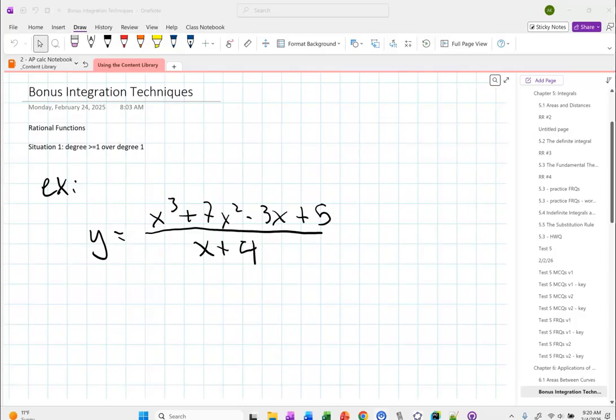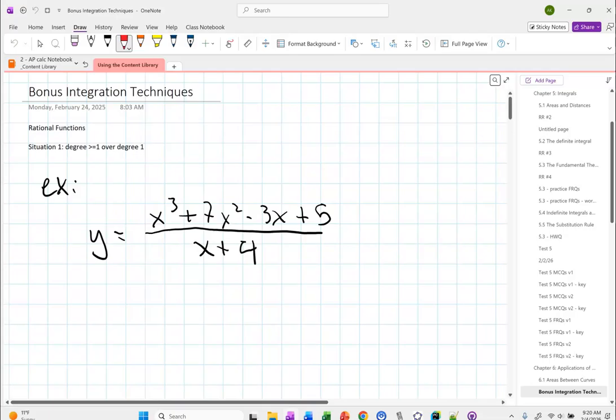And this would be stuff that would appear on an AP exam or on test 6. Okay? So I've tried to group these into 3 categories, because there are going to be 3 techniques that we're going to look at. The first technique would be used if the degree of the numerator is greater than or equal to 1, and the degree of the denominator is just degree 1. So our example is this function. The technique that we're going to use here is polynomial division.